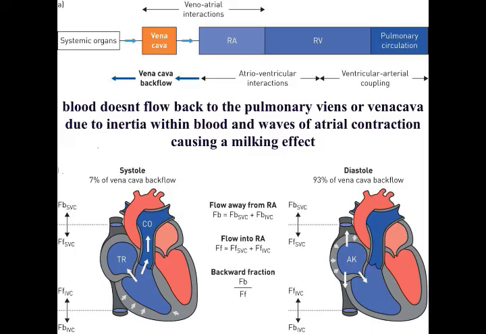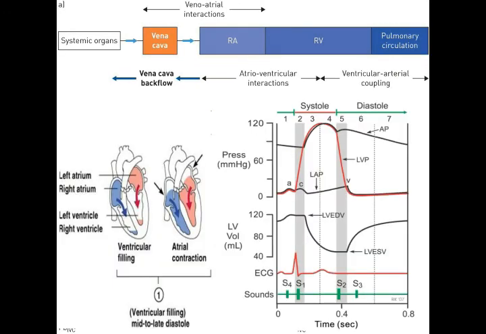The blood does not flow back in the vena cava because of inertial effect of venous return and because of the wave of contraction through the atria, which moves towards the AV valve, thereby having a milking effect. However, atrial contraction does produce a small increase in venous pressure that can be noted as an A wave of the left atrial pressure. Just following the peak of the A wave is the X descent. You are seeing this graph on the screen right now. It shows the changes in the pressure during a complete cardiac cycle.